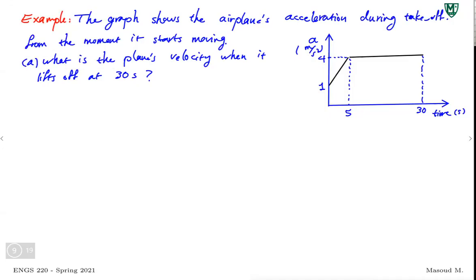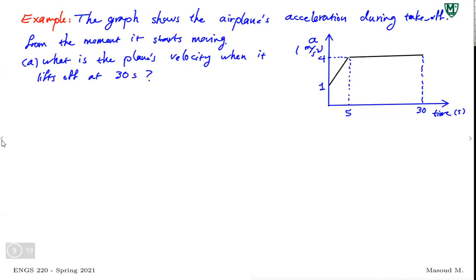So we have a graph representing acceleration as a function of time, right? We know the initial acceleration, then the acceleration is increasing as a function of time, and then the acceleration is constant. At t equals 5 seconds, the acceleration reaches 4 meters per second squared, then it's just constant. We're asked to find the velocity when it lifts off at 30 seconds. What was the velocity? We have a graph.